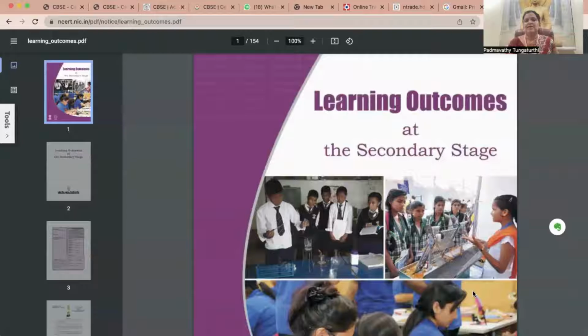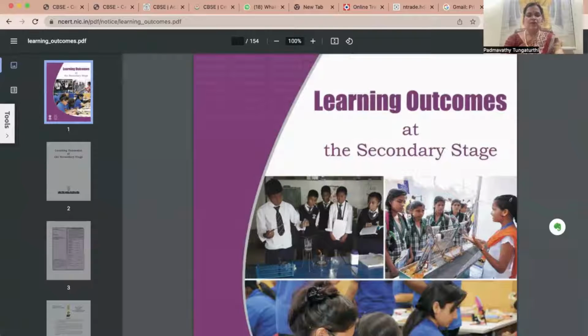Learning outcomes is the first part, which forms the title of your lesson plan. For every teacher, the learning outcome is very, very important because that's how the teacher starts writing her lesson plan. Learning outcomes is a booklet, a handbook, designed by CBSE, and the learning outcomes at secondary stage is the book which we are seeing here.